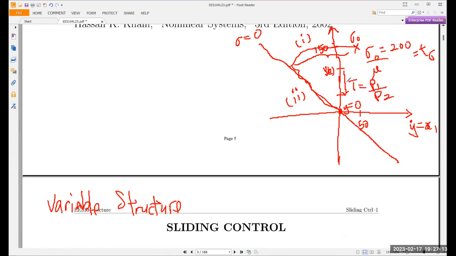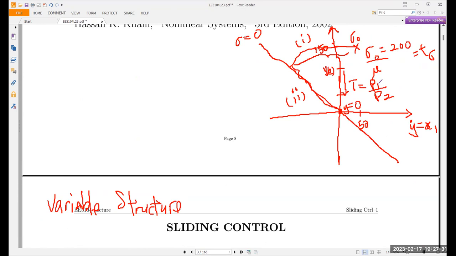All right, it will go from here to here. It will actually go from here to here, but 63% will take P1 over P2 time.